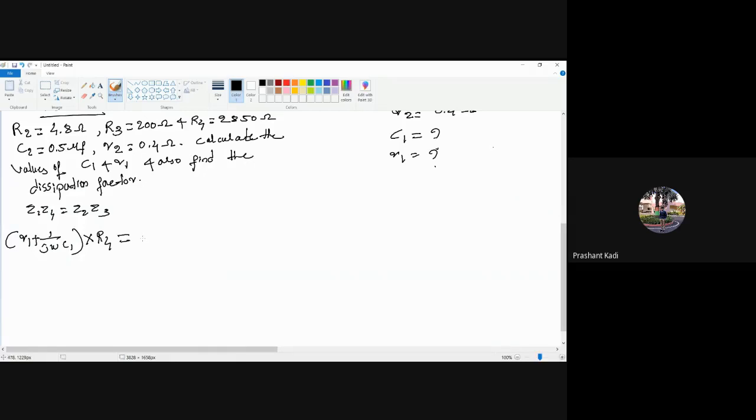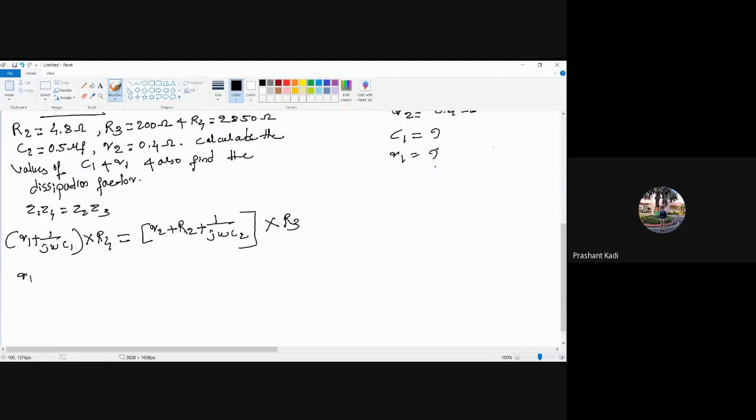In the Z2 impedance, it is having three elements connected in series. One is small r2, plus capital R2, plus its capacitive reactance. The capacitor is also connected. Its capacitive reactance is 1 by j omega C2. So this is Z2, multiplied by Z3, which has the resistance R3. Now separate the real and the imaginary terms.